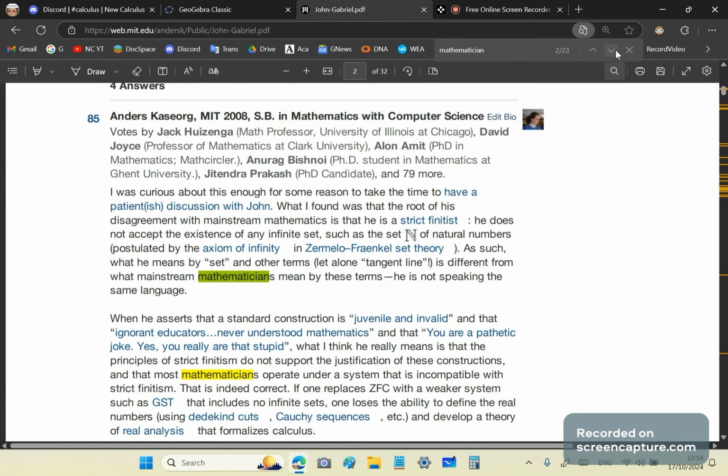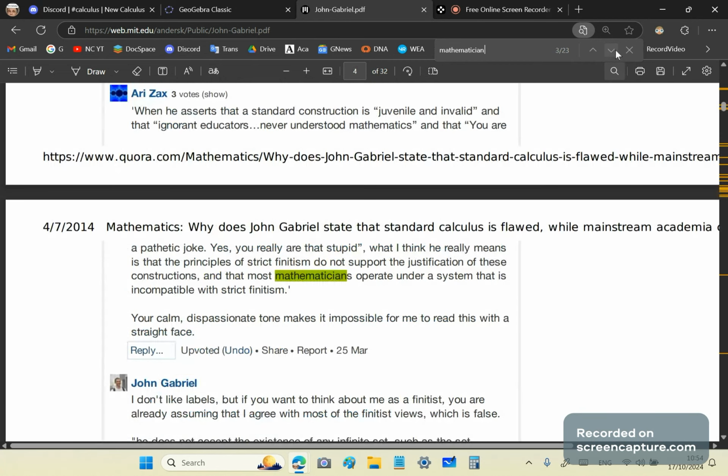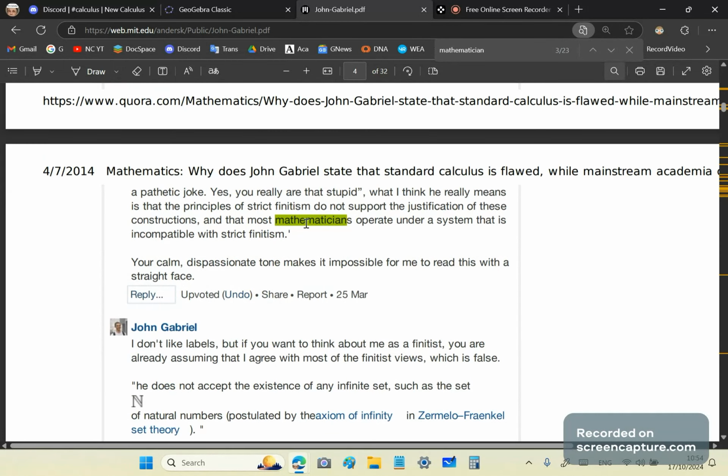Because it explains how brainwashed and deluded every mainstream math academic and their student lackeys are, by the way. And none of them are mathematicians because they haven't accomplished anything that enables them to be called mathematicians.